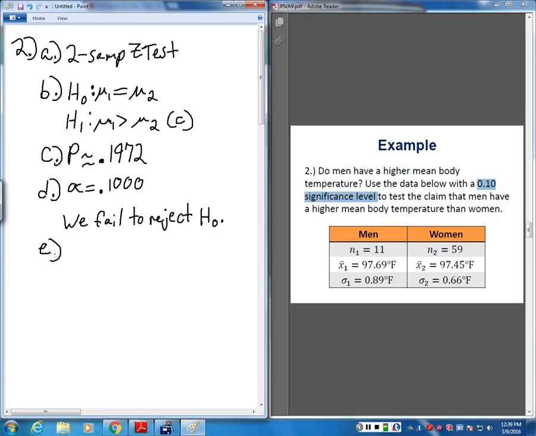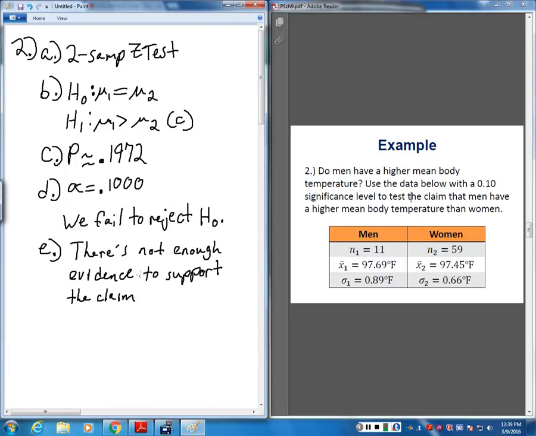The last step is to interpret these results in terms of the original context, the claim that the male mean body temperature is greater than that of the females. Because we failed to reject the null and the claim was the alternative, we would say there's not enough evidence to support the claim that men have a higher mean body temperature than women.